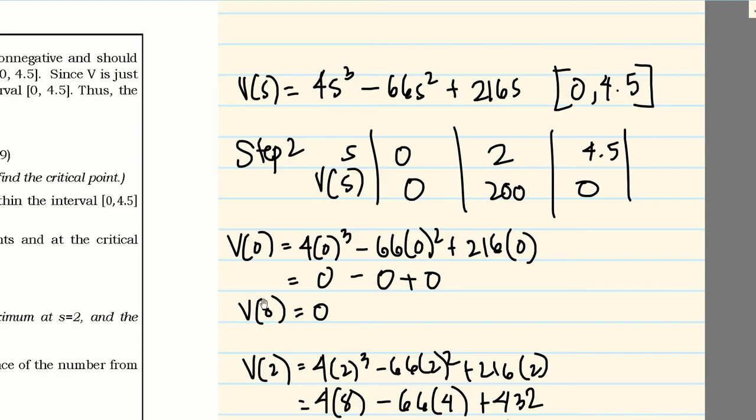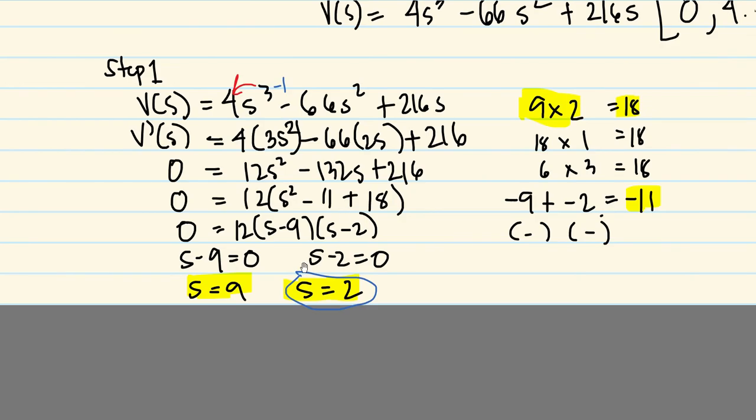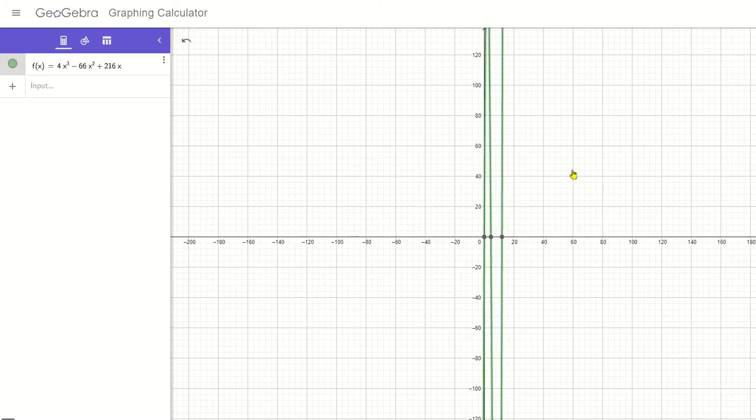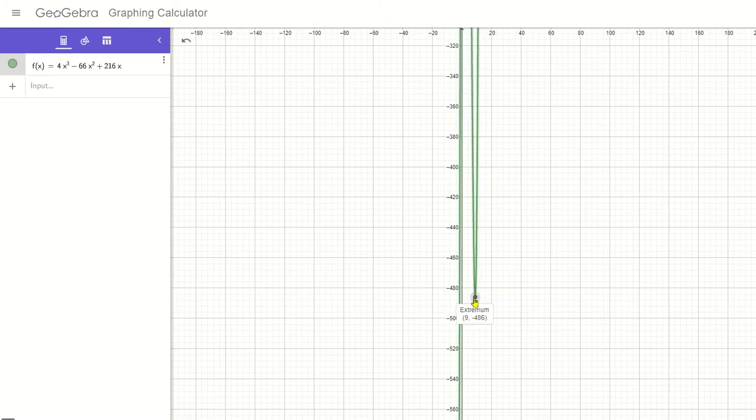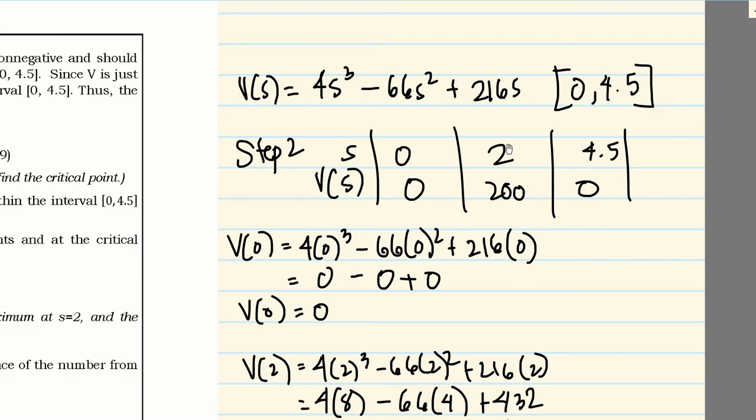Okay, so remember, we have s equals to 9, right? So the other critical value is 9, right? X is 9. Okay, so let's go back here.